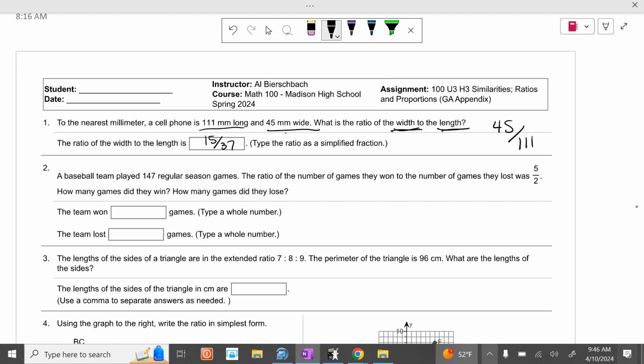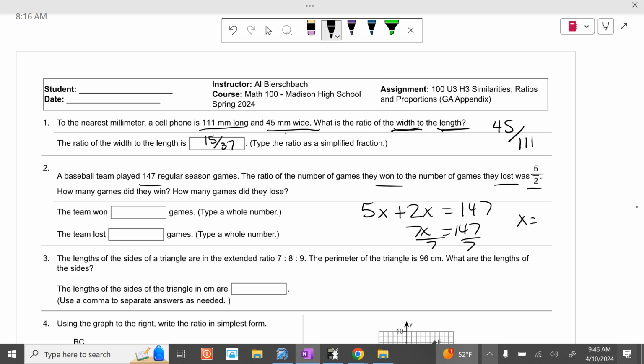Okay, a baseball team played 147 games. The number of games they won to lost is a 5-to-2 ratio. So 5x plus 2x equals 147. Okay? Because we don't know how many games they won, so that's x. So 5 plus 2 is 7x equals 147, and divide by 7.